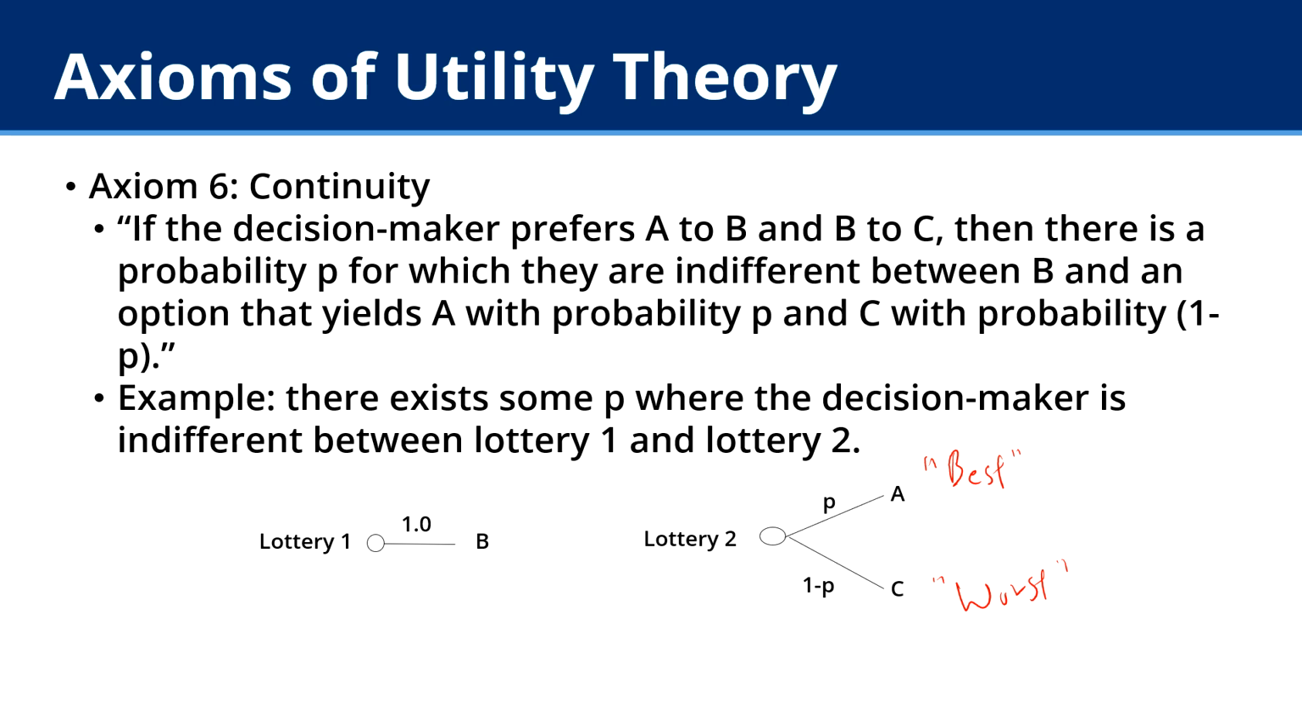Or indifferent between lottery 1 and lottery 2. Again, the assumption here is that A is the best, then B, then C. If we have these ranked, there's some probability P of getting the best outcome A, and some probability 1 minus P of getting the worst outcome C, then now you're indifferent with getting 100% guarantee of outcome B.